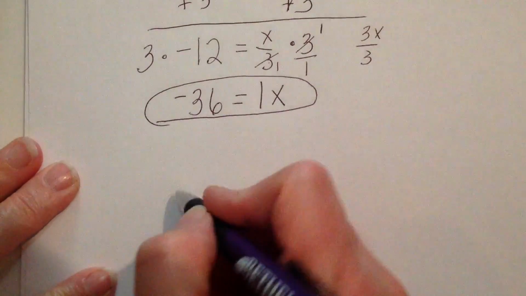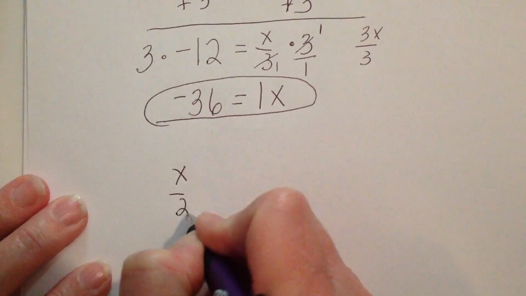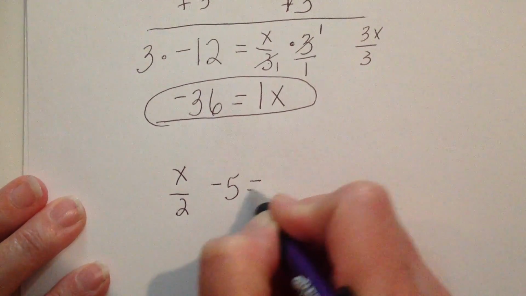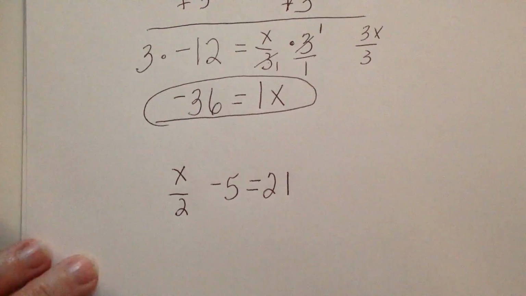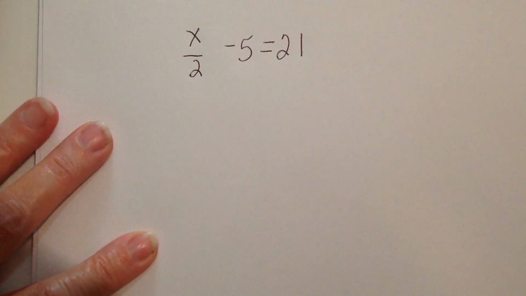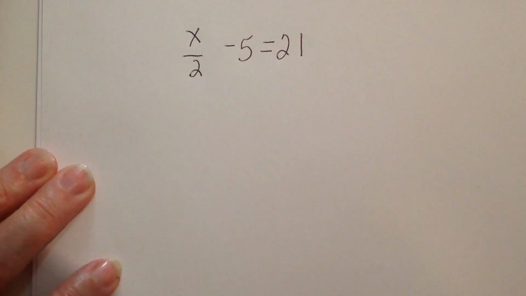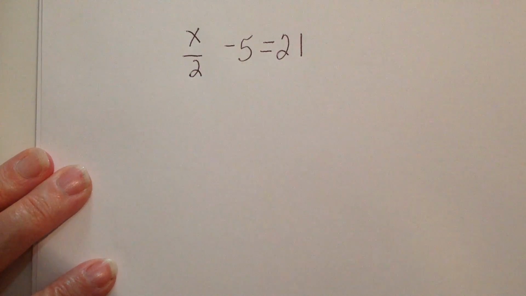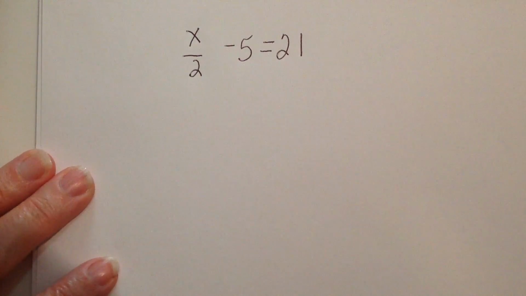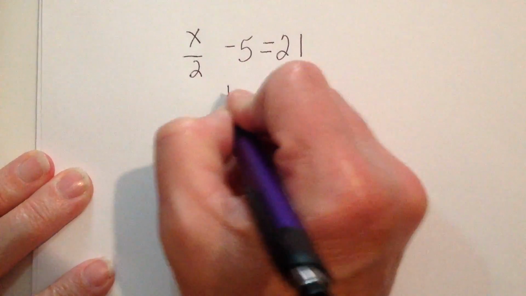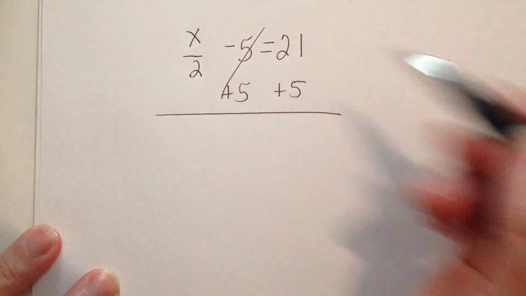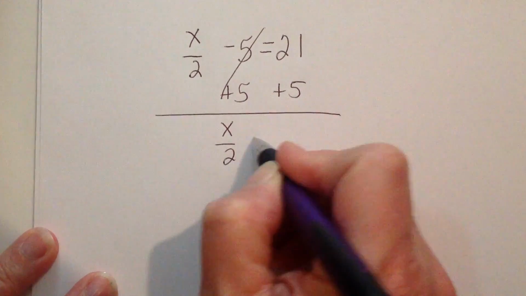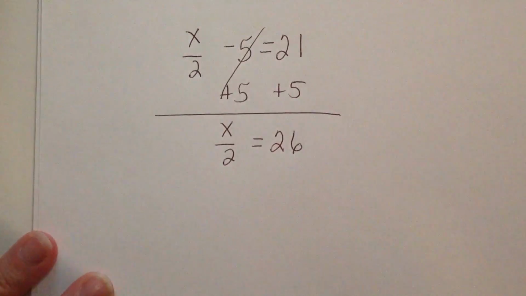Let's look at another problem. x divided by 2 minus 5 equals 21. We can look at this problem as isolating the variable term. Let's add 5 to both sides. If you add 5 to both sides, the 5's cancel. I end up with x over 2 equals 26.